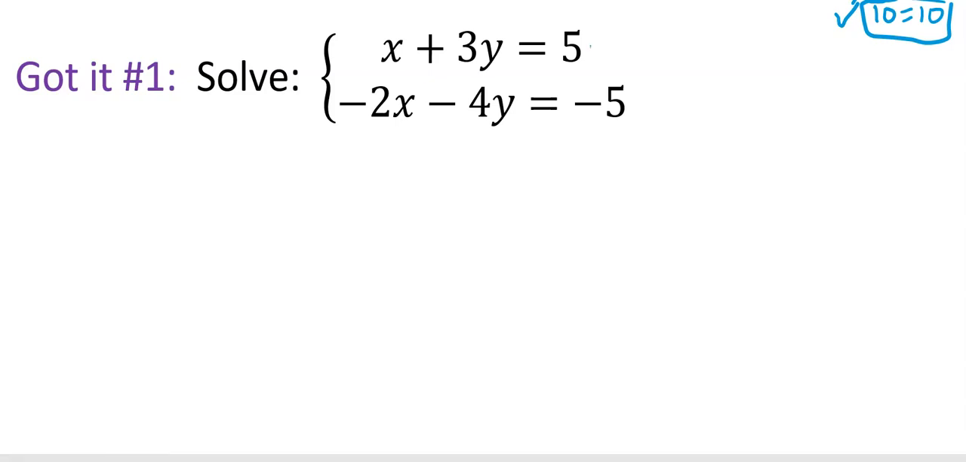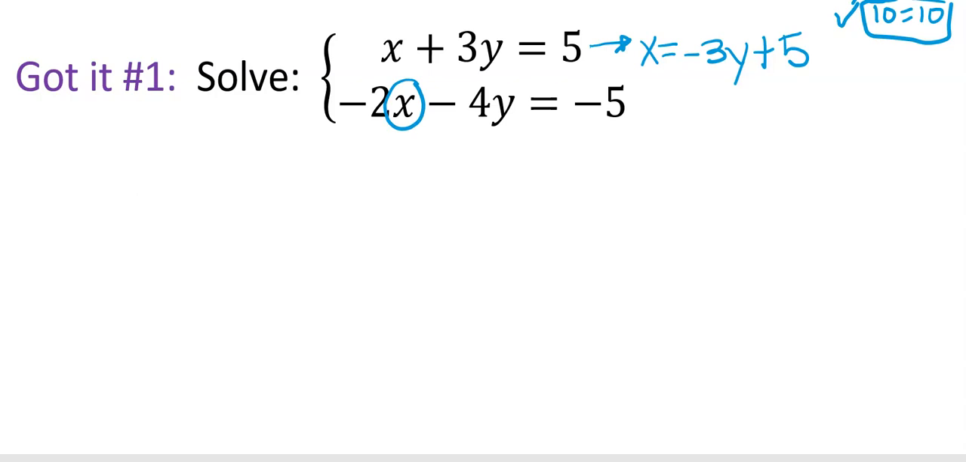So we're going to solve this first one for x. So x equals negative 3y plus 5. You can also have the term switched around. 5 minus 3y works. So where do we plug that into? X on the second one.